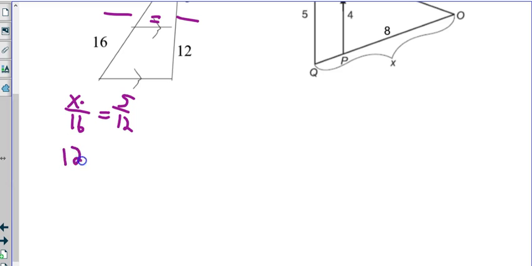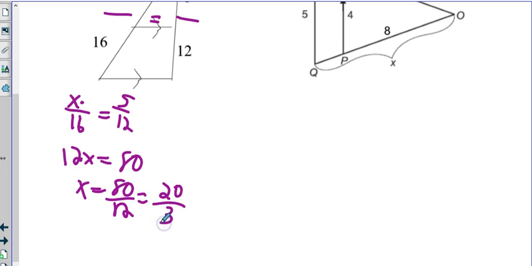And you're going to get 12x equals 80. X equals 80 over 12. And just don't do it as a decimal, just reduce the fraction. So what goes into both? 4. How many times? 20 times and 3 times. And you're done. Just leave it as a fraction. There's going to be a repeating decimal if you don't.